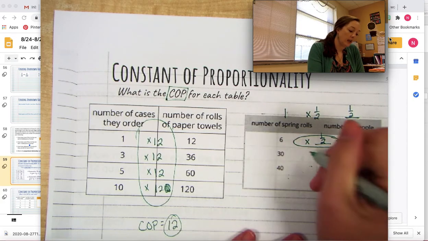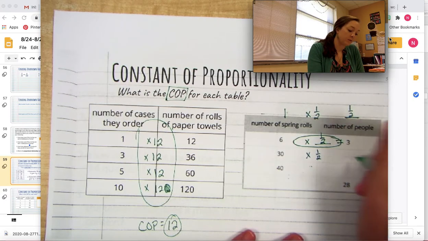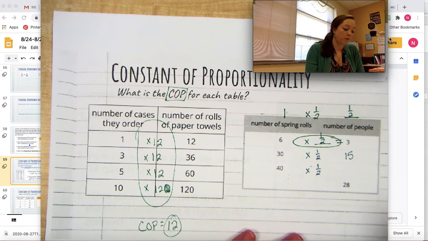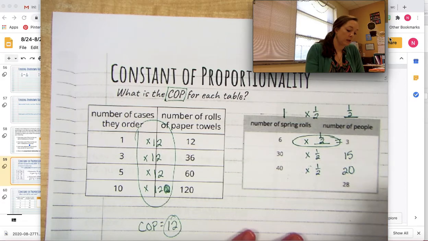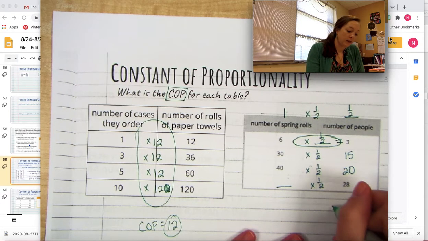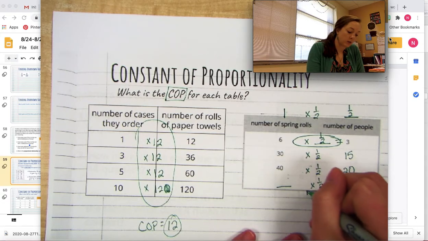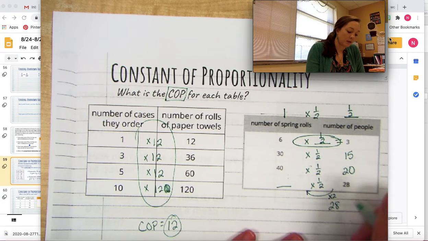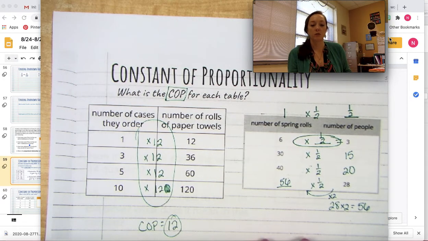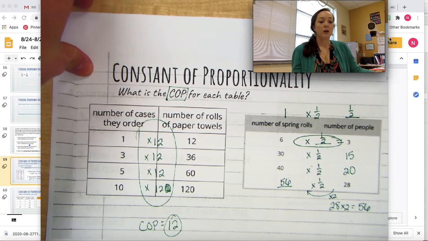So what is half of 30? 15. What is half of 40? 20. And now some number times 1/2 is 28. So 28 is 1/2 of what number? Well, if I go backwards this way and multiply 28 by 2, that gives me 56. So I know that 56 is the number of spring rolls. Okay?